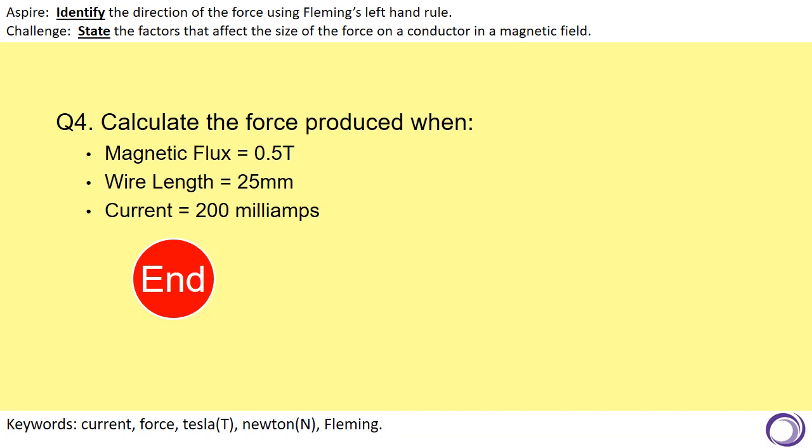Just before I pop the answer up. So that 25 millimeters needs dividing by 1,000 to put it into meters, and the 200 milliamps needs dividing by 1,000. If your answer looks similar, but it's 1,000 or 1,000,000 times out, that'll be why. So 0.0025 newtons.